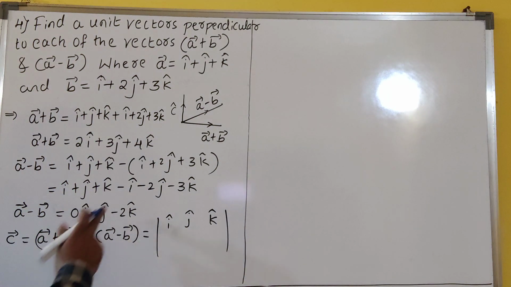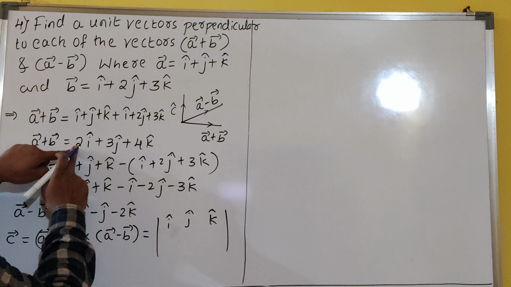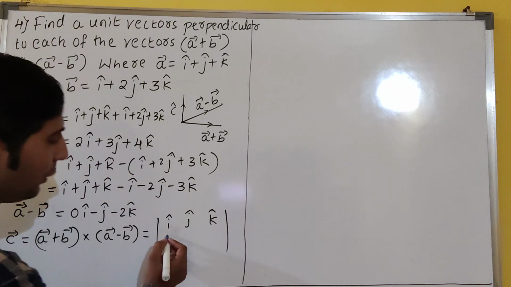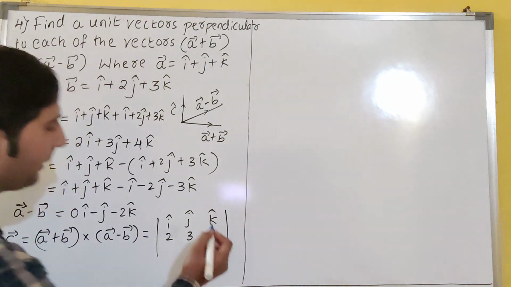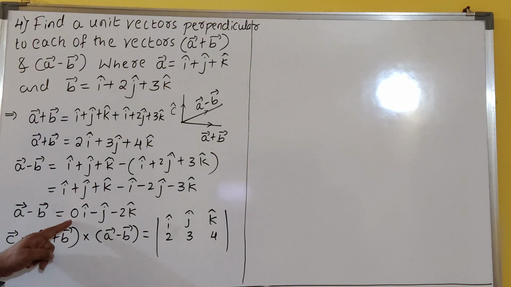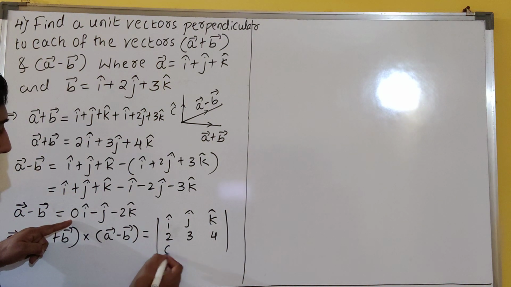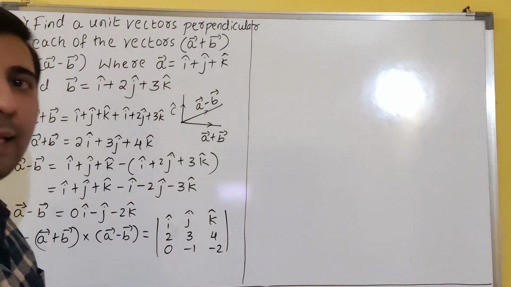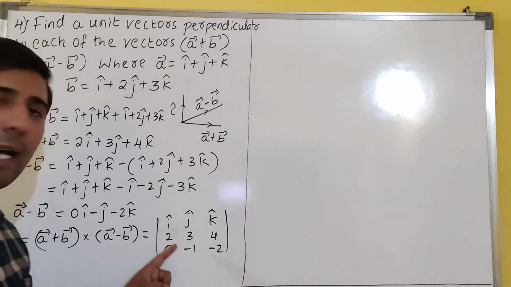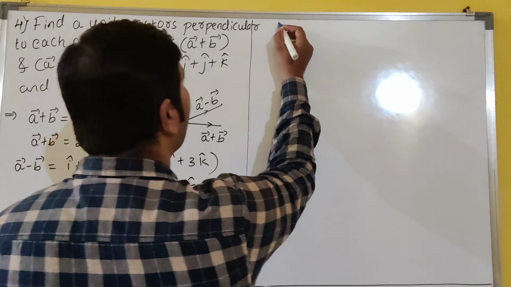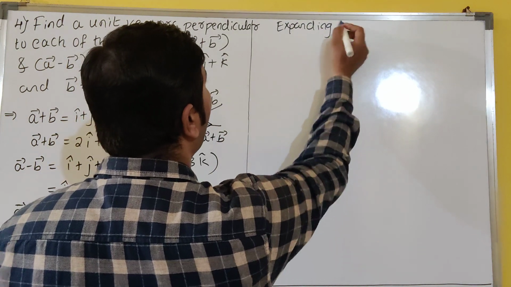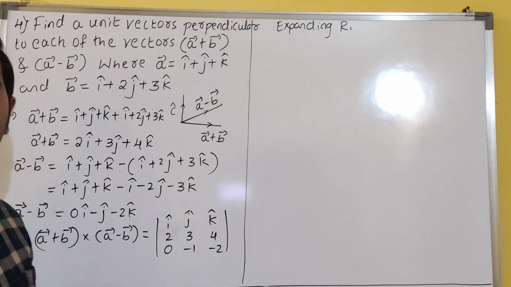So now A plus B is what? How much is it? Here you can see the numbers. A plus B is here 2, 3, 4. Only the numbers you write. So A minus B means what? Here you can see the numbers: 0, minus 1, minus 2, dear students. Clear? So I got the cross product, and now expand this one. Expanding what? R1. I will expand R1 now.